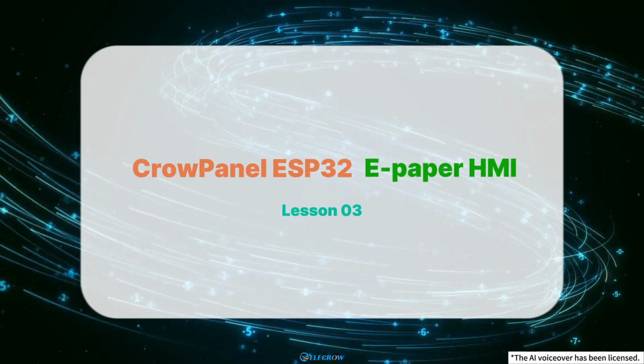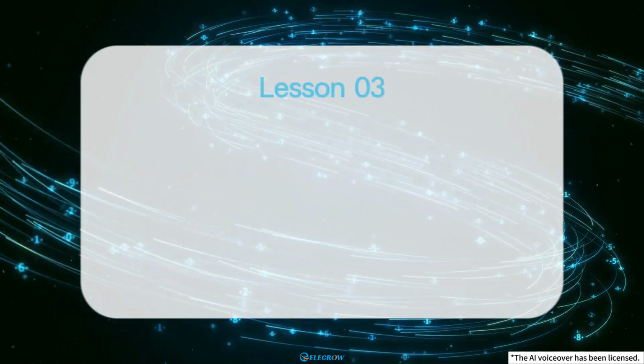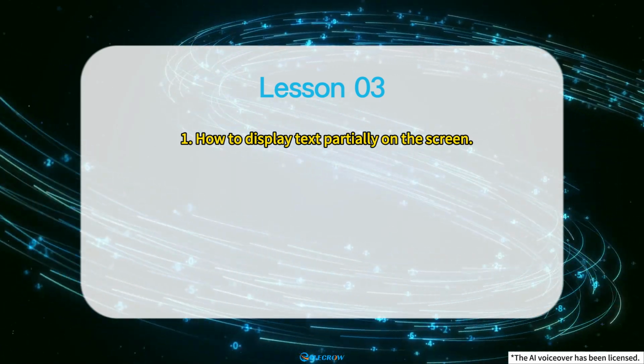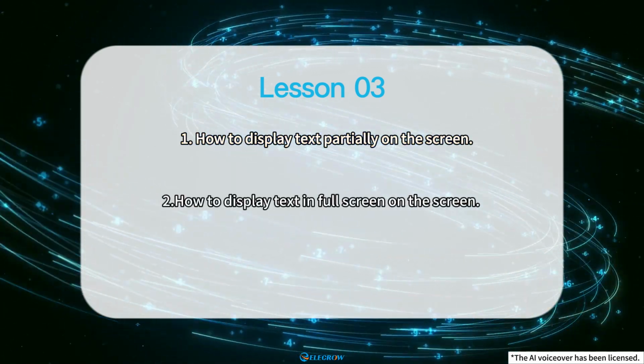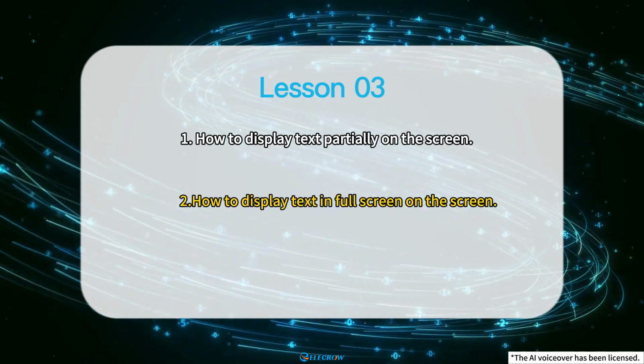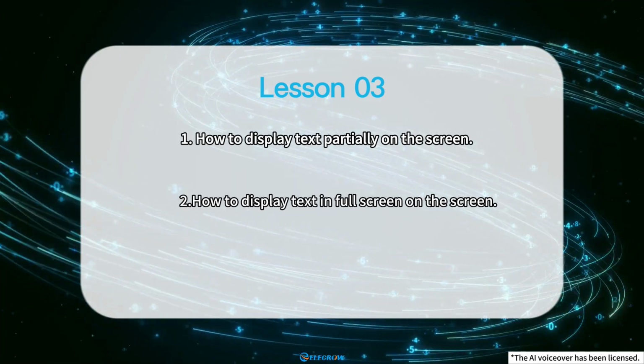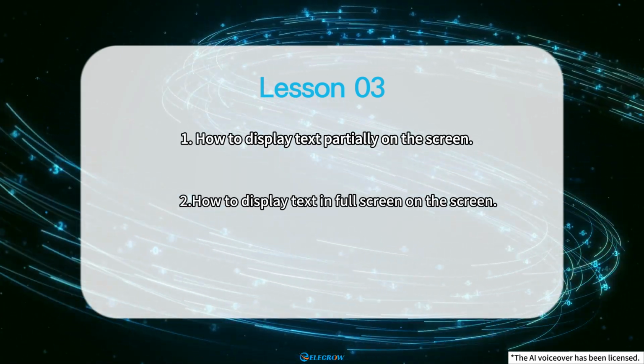In this lesson, we will explain in two parts. The first part is how to display text partially on the screen of this series of boards, and the second part is how to display text in full screen on the screen of this series of boards. So, how was it implemented? Now, let's unravel this mystery together.